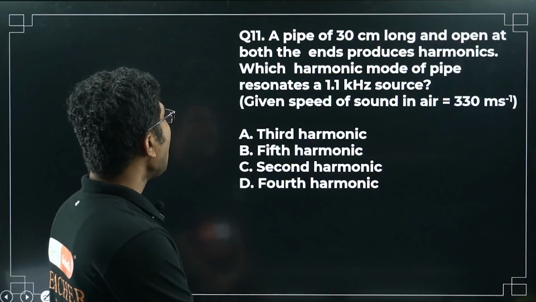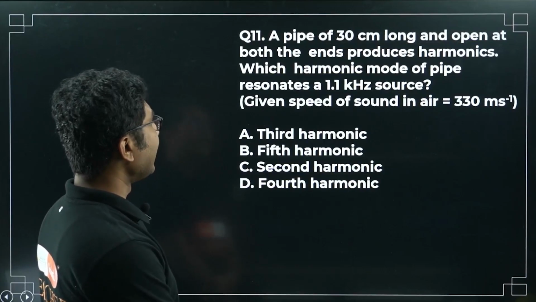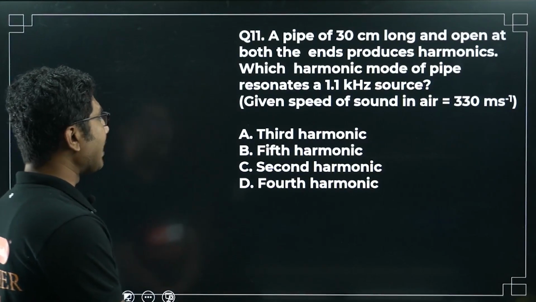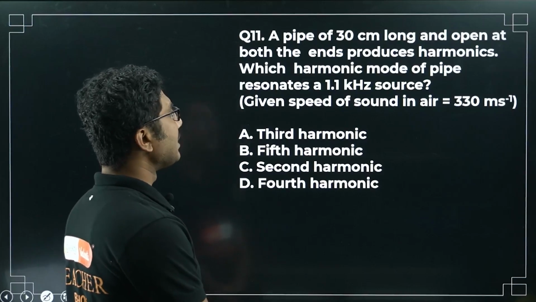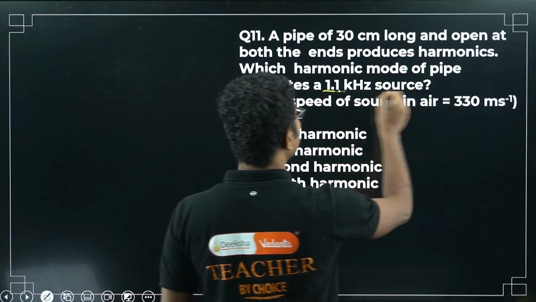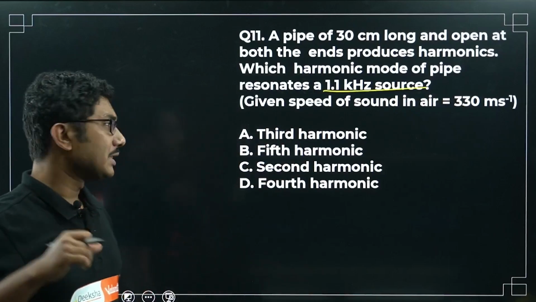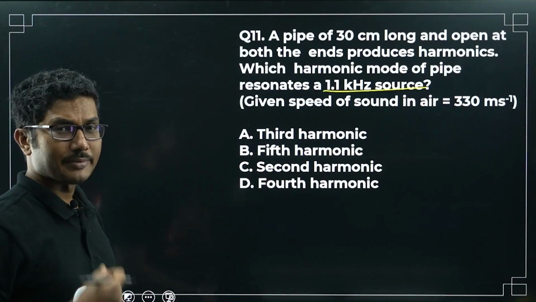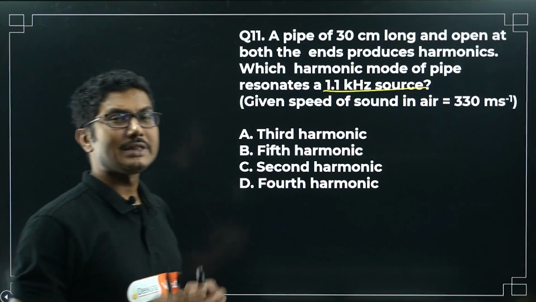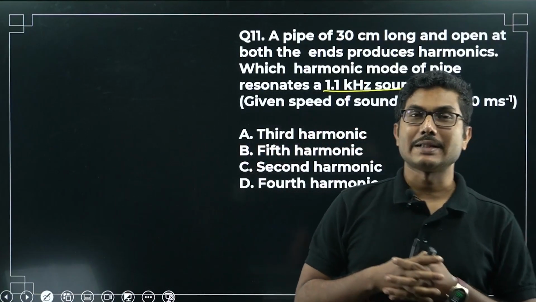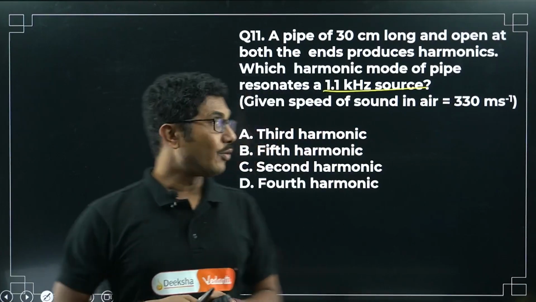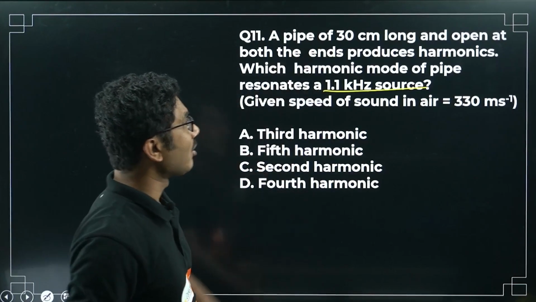Now next question: a pipe of 30 centimeter long and open at both ends produces harmonics. Which harmonic mode of the pipe resonates at 1.1 kilohertz source? Now even though resonance is not part of the syllabus, we know that resonance happens when the frequency matches. So when two frequencies are equal, then there is something called a resonance. Okay, so now what is the resonance for a 30 centimeter long open pipe?